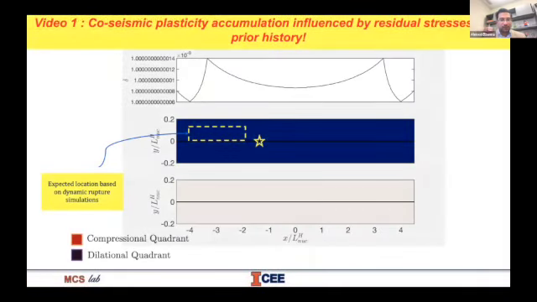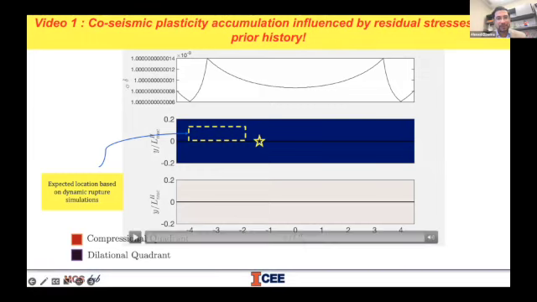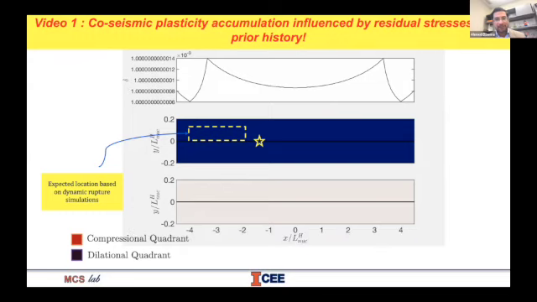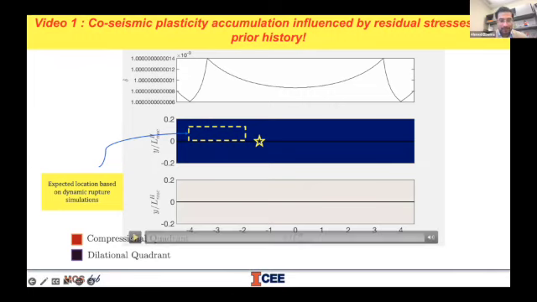So let me show you a couple of videos that walk us through some details of how the evolution of the mean stress and seismicity interplay in this situation. I will start with this video that shows how coseismic plasticity accumulation is influenced by the residual stresses from the prior history, to the extent that it actually accumulates more in the unexpected quadrant. So let me play this video here. This rectangle is the expected location based on the dynamic rupture simulation.